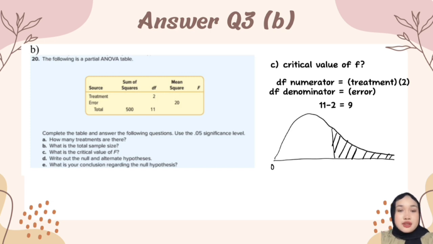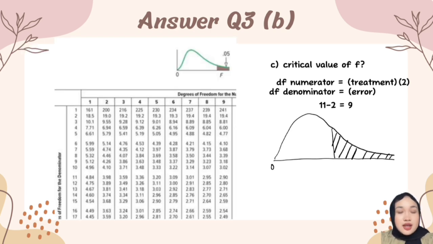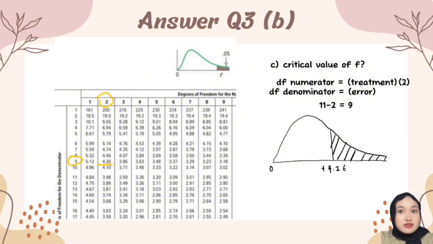Now let's look at the table for F distribution and alpha 0.05. So our numerator is 2 and denominator is 9, and the critical value of F we get is 4.26.